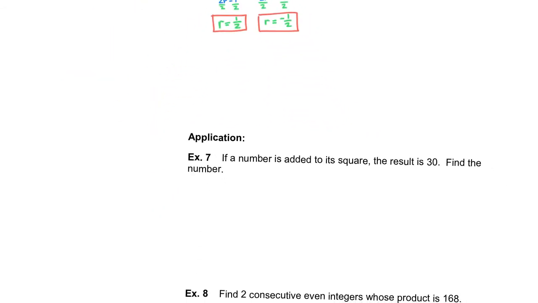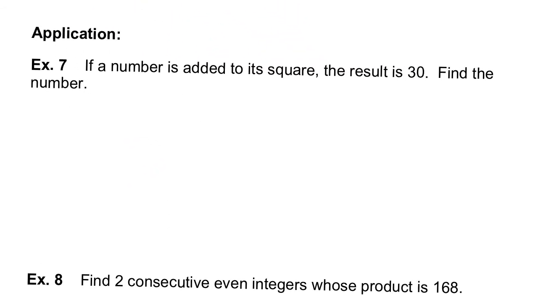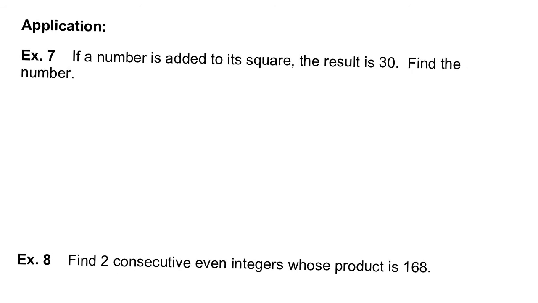Now we'll turn our attention to some application problems. If a number, let's call that number n, is added to its square, the square of n is n squared, the result is 30. Find the number. So you can see that we have a quadratic equation.